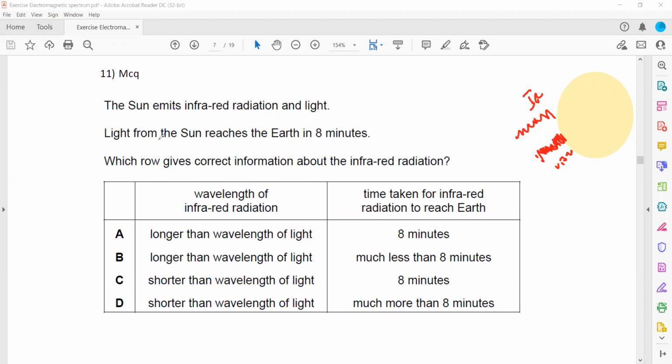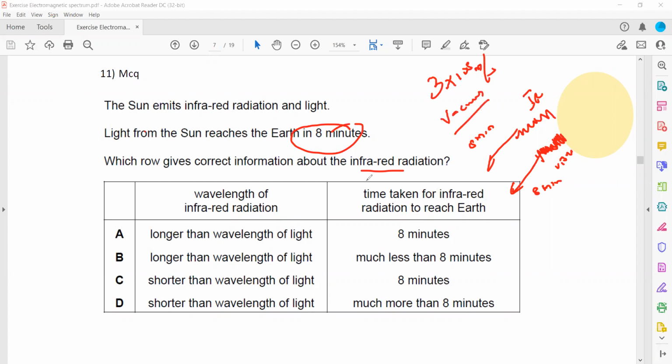If the light from the sun takes 8 minutes, how much time will infrared take? If the visible light is taking 8 minutes, the infrared will also take 8 minutes, because they're traveling at the same speed, which is 3 x 10^8 meters per second in a vacuum. That's why both will take the same time. The wavelength of infrared will be longer compared to that of visible light, but the time taken is the same because they are traveling at the same speed in a vacuum. Is it clear, this question 11?